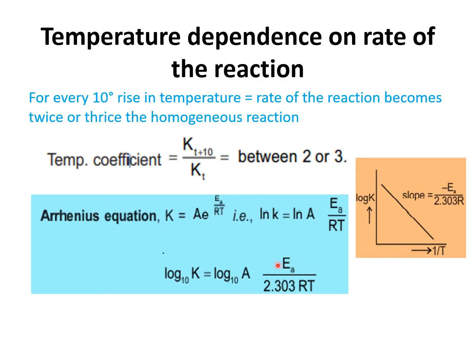This one, Ea, is the activation energy. If you plot a graph between log k and 1 by T, you get a straight line. The slope of this is equal to minus Ea by 2.303 R. This is useful to determine the activation energy. Then we will see what activation energy is.